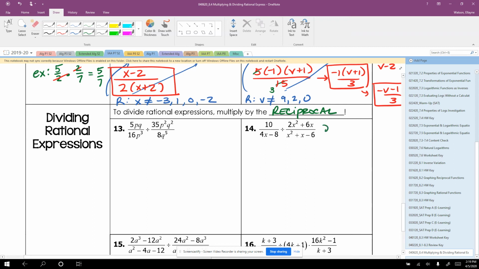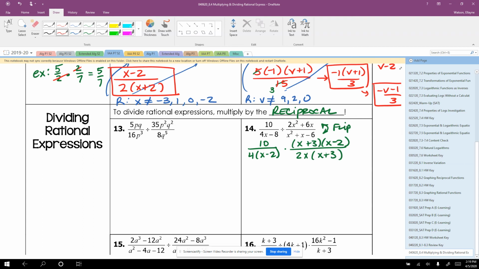All right, so I'm going to write a note, flip, and I'm going to kind of do it in one step. I'm going to flip and factor in the same step. So let's go ahead and factor the first term. The 10 stays the same. On bottom, I have a GCF of 4. The second term, I'm going to flip, and then I'm going to factor. So this is going to be x plus 3 times x minus 2. And my new denominator, I'm going to take out a GCF of 2x. That leaves me with x plus 3.